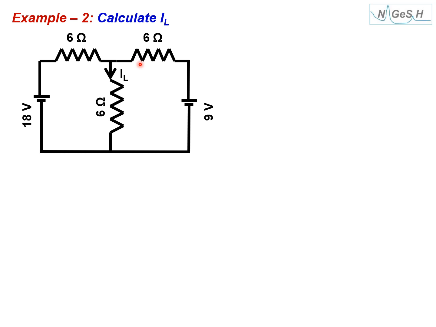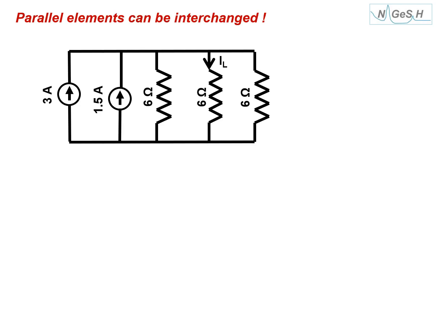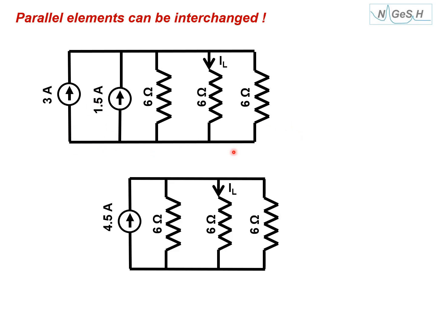What will be the value of current? 18 by 6, it will be 3. 9 by 6 is 1.5. So 3 amperes, 1.5 amperes, and 6 ohm resistances. Now you know parallel things are interchangeable, so I have just rearranged so that all current sources are here and all resistors here. Now it is 4.5 amperes, and it will divide equally into 3.